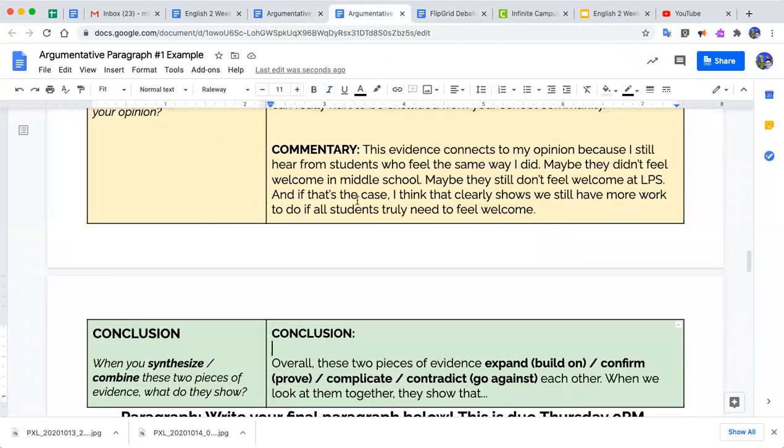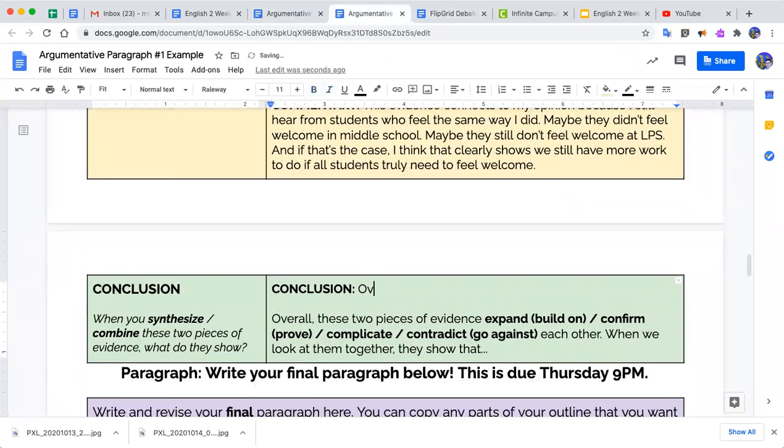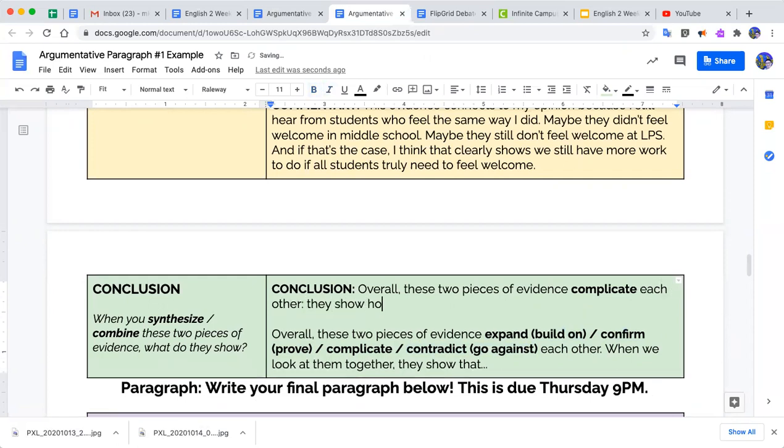So in my opinion, I would say overall, these two pieces of evidence can expand or build on each other, they can confirm or prove, they can complicate each other, or they can contradict each other. I would say, in my opinion, my two ideas complicate each other. They show how difficult this issue is, but they also help build a bigger picture.